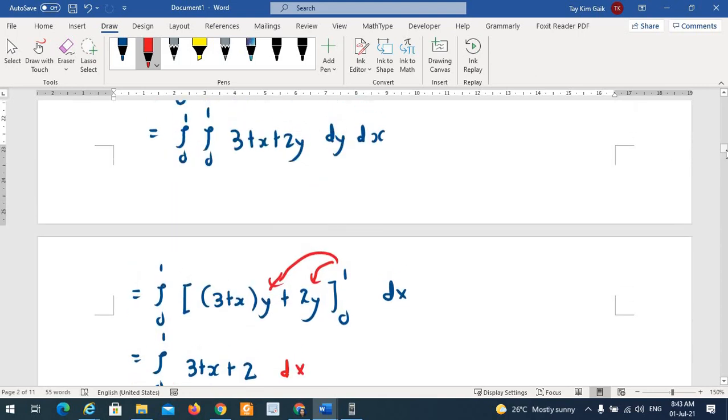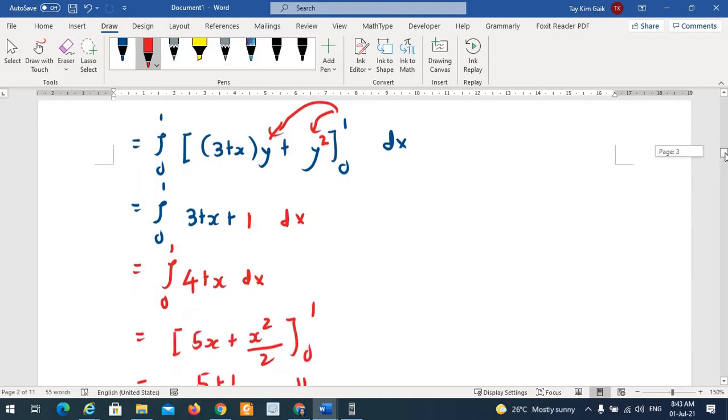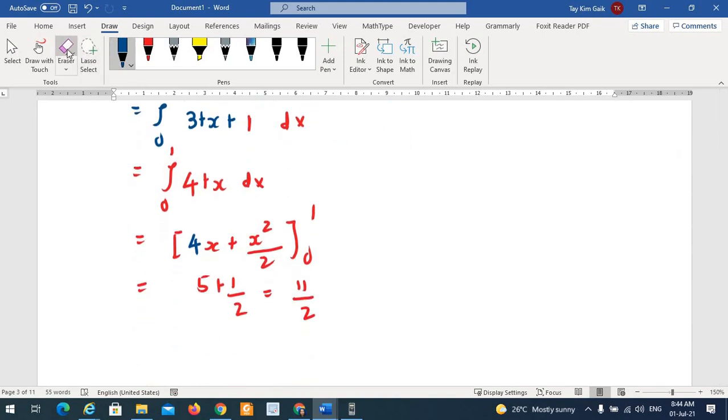The mistake is here, this one, y squared. So 2y squared divided by 2, this is y squared. So that's why this is plus 1. So this is 4 plus x. So this is 4x. So 4 plus half, okay, which is 4.5.